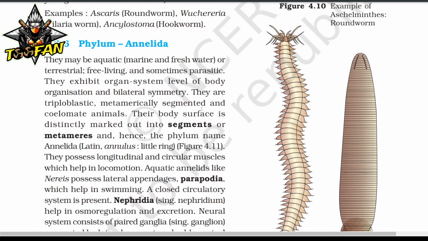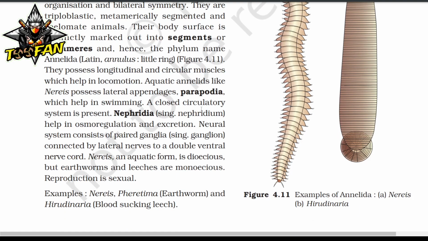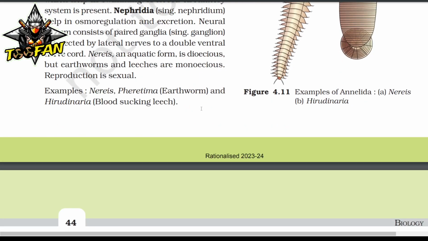Aquatic annelids like Nereis possess lateral appendages, parapodia, which help in swimming. A closed circulatory system is present. Nephridia, singular nephridium, help in osmoregulation and excretion. Neural system consists of paired ganglia, singular ganglion, connected by lateral nerves to a double ventral nerve cord. Nereis, an aquatic form, is dioecious, but earthworms and leeches are monoecious. Reproduction is sexual. Examples: Nereis, Pheretima and Hirudinaria.